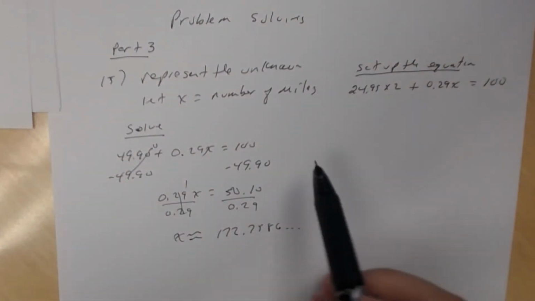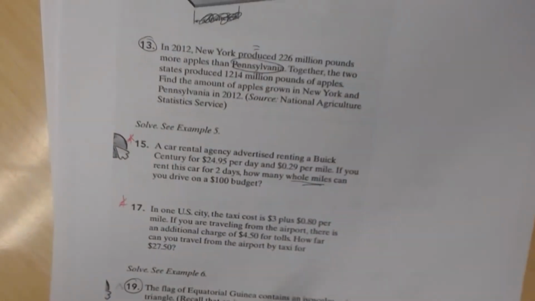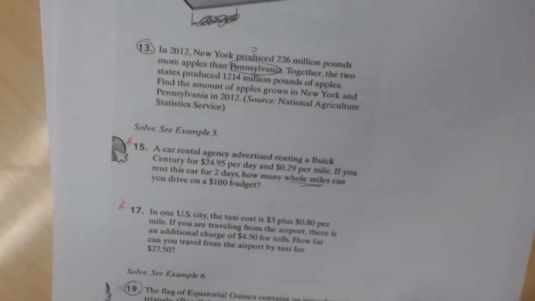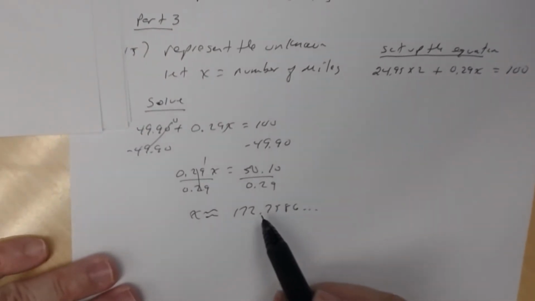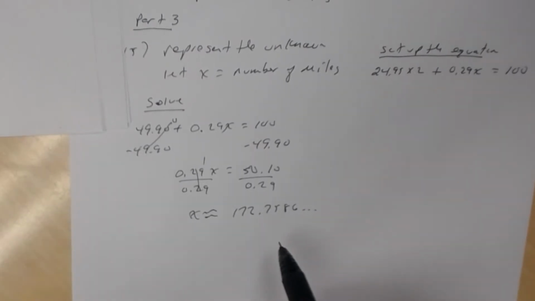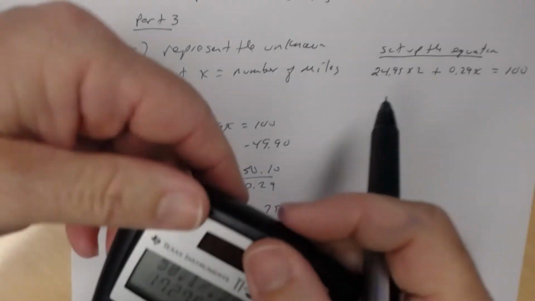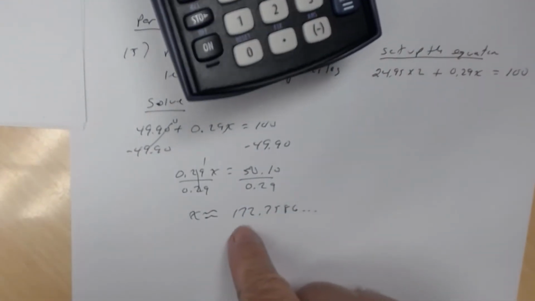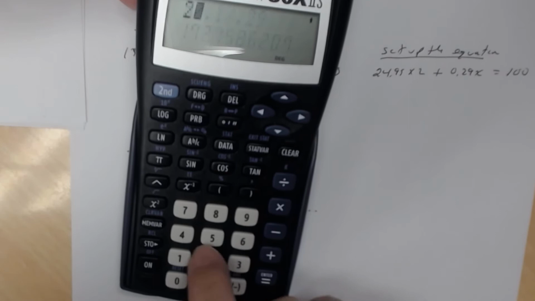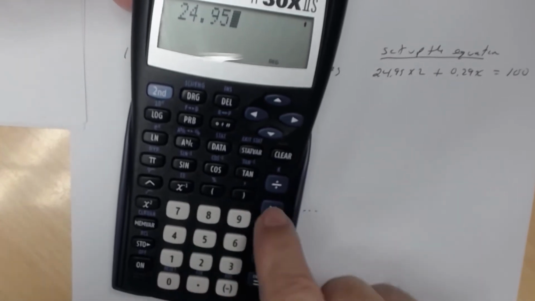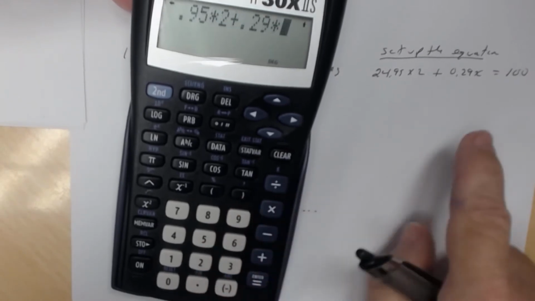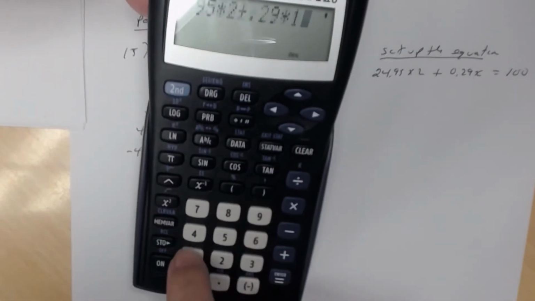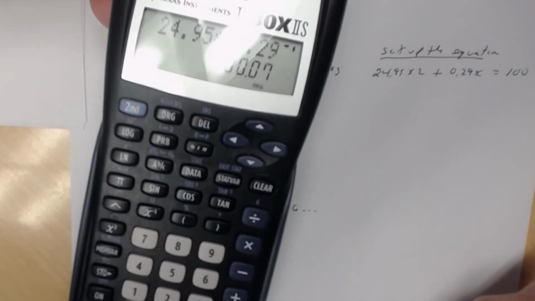But remember, the question is how many whole miles? You have to determine whether you're going to say 172 miles or 173 miles. Remember, you only have $100, so make sure it makes sense. Let's check if 173 makes sense. 24.95 times 2 plus 0.29 times 173 equals $100.07.